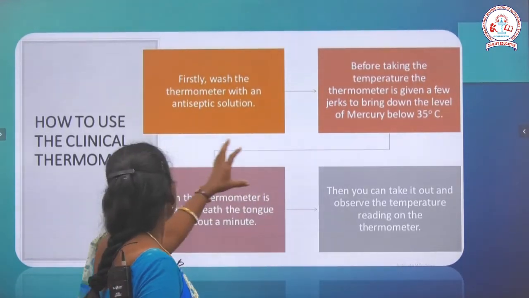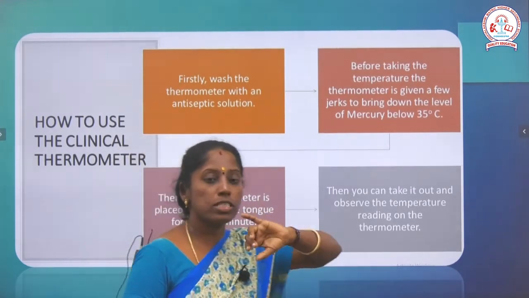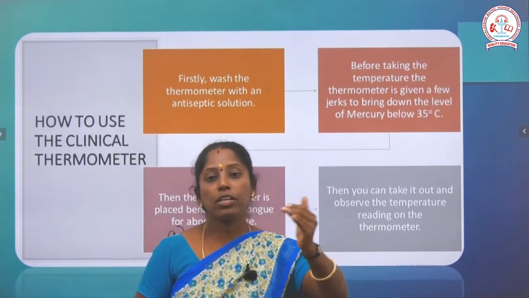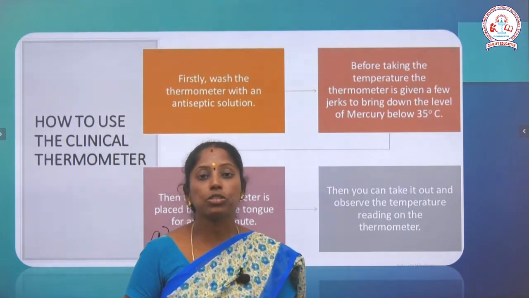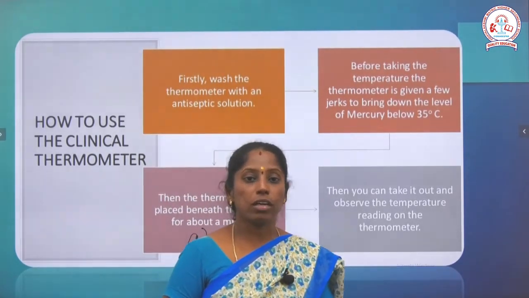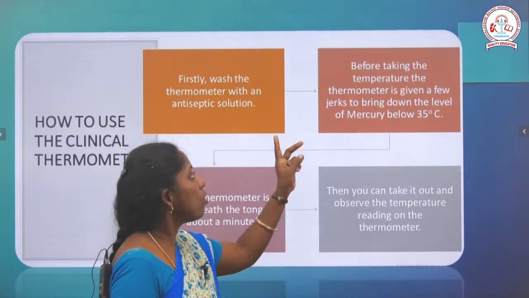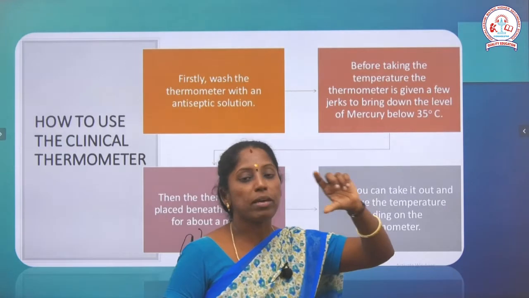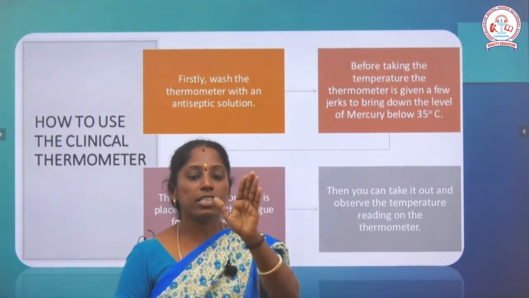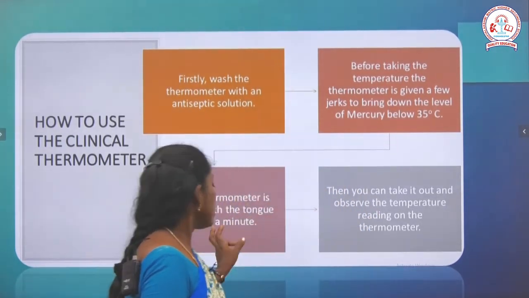Then how can we use this? What is the first step? Before and after use we can wash the thermometer using an antiseptic solution, or otherwise we can use hot water. Then another thing: before we take the temperature, we should check that the mercury level is at 35 degrees Celsius. Then next one, what is that?